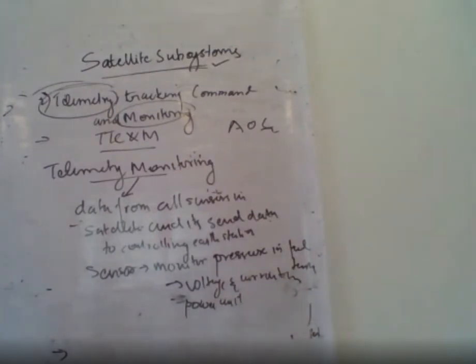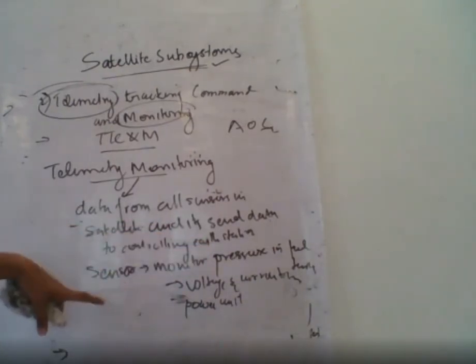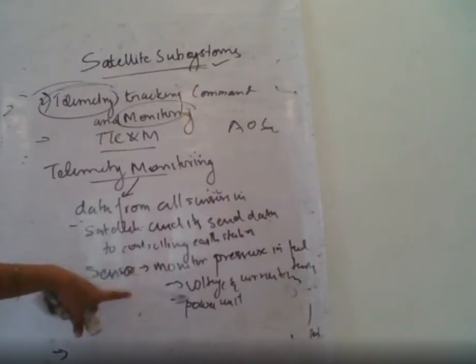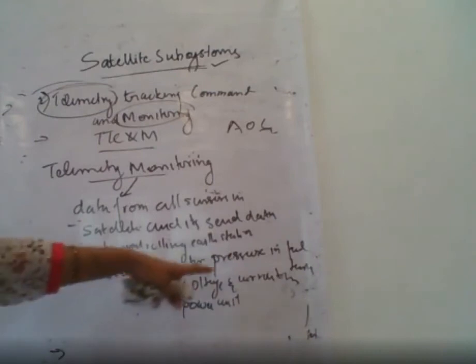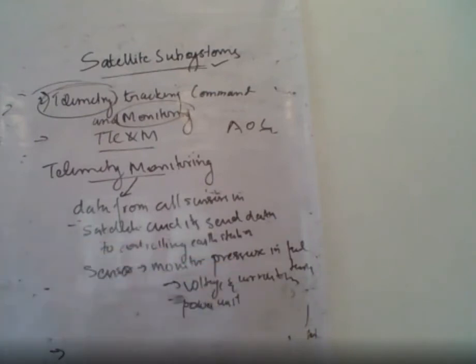So this monitoring equipment collects the data from all sensors in the satellite and sends the data to the controlling Earth station. Some of the functions of the sensors are to monitor the pressure inside the fuel tank, the voltage and current inside the power unit, and also the critical voltage and current in the communication electronics.